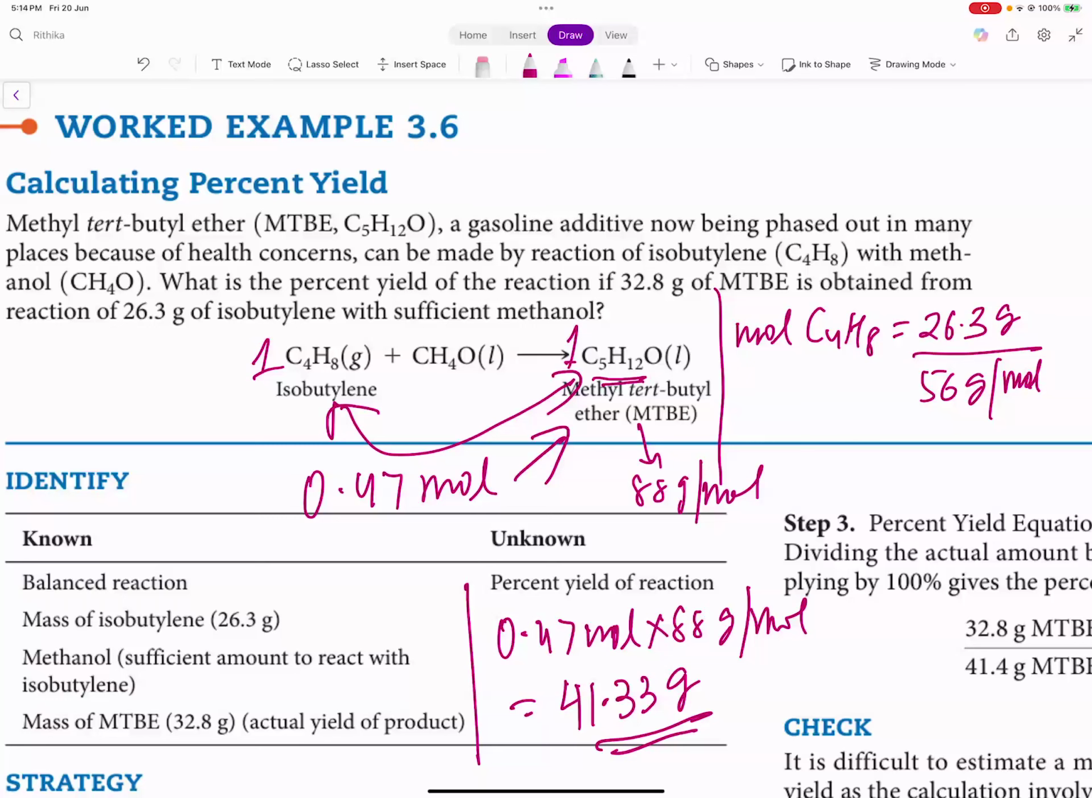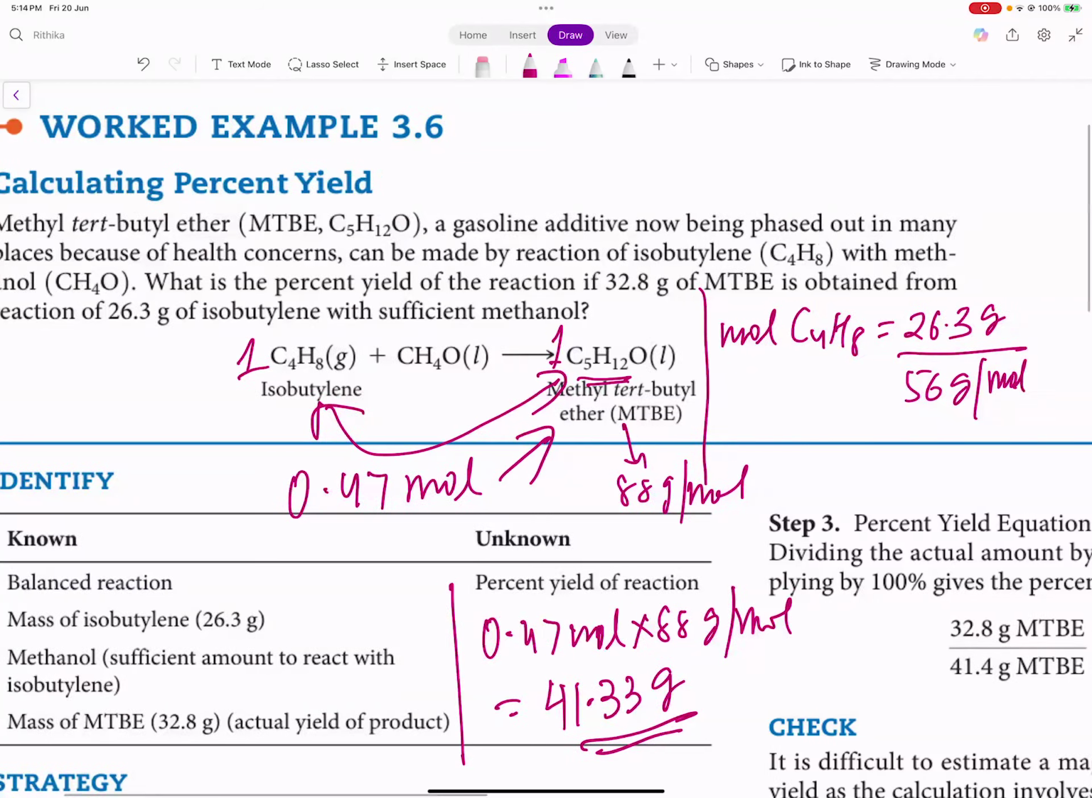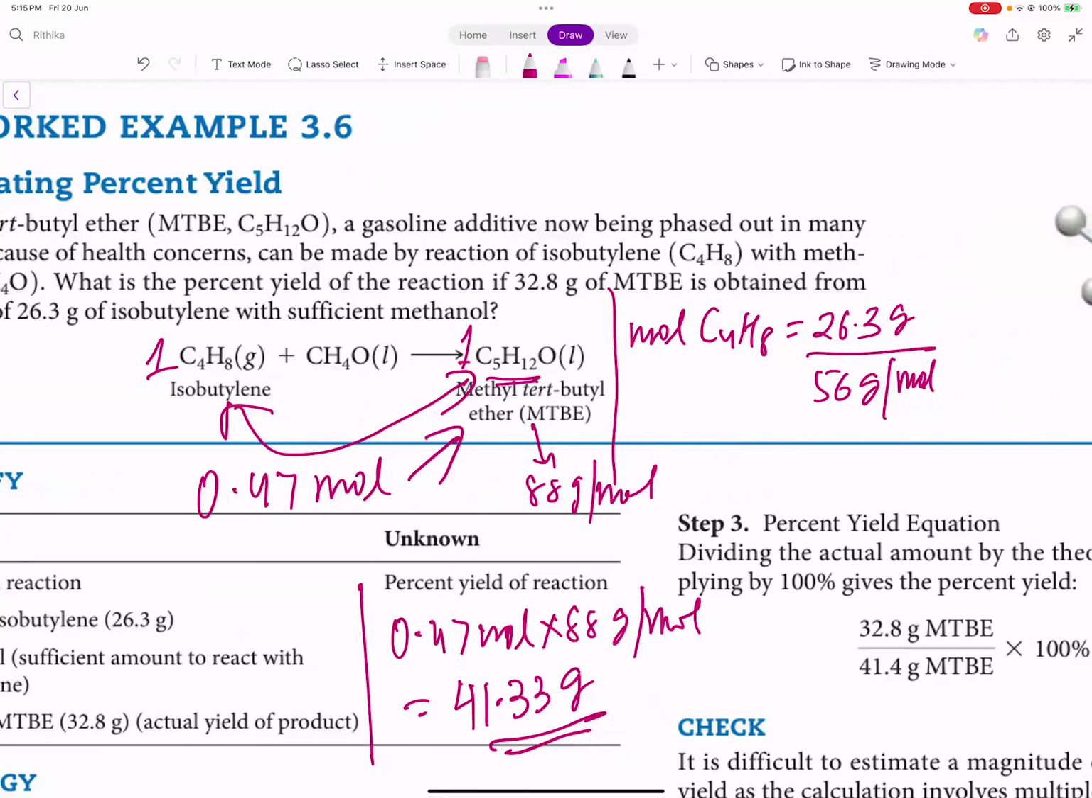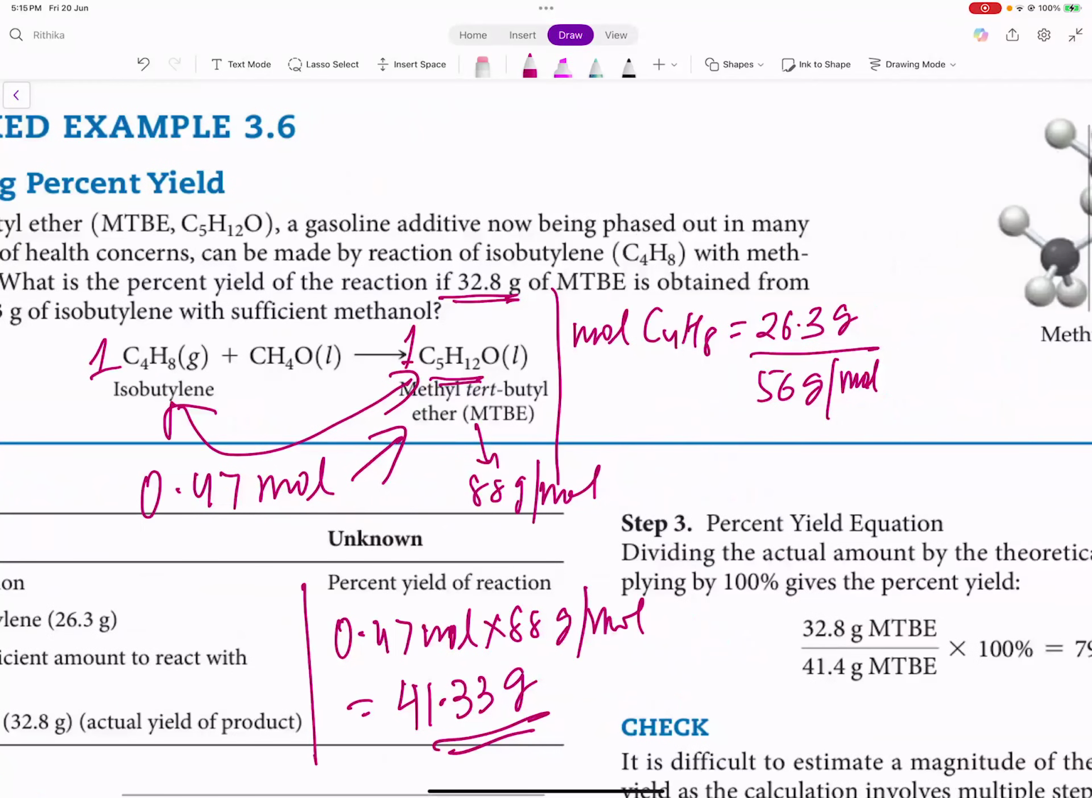Yes, sir. Right? Because in the reaction, materials are actually getting wasted, right? So now the theoretical yield is somewhere around 41.33. But what we actually got in the lab, they have given us, is just 32.8 grams. So what is the percentage yield?